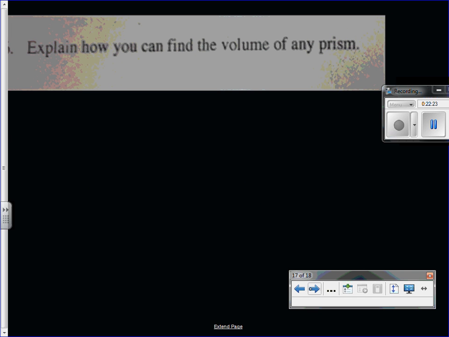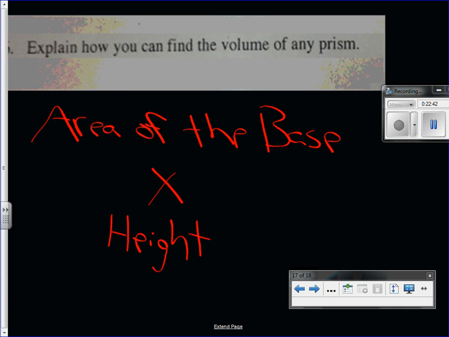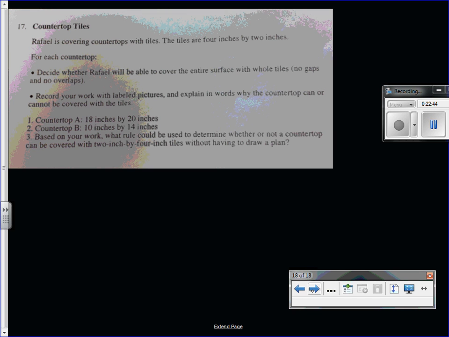Explain how you find the volume of any prism. Area of the what? Area of the base. Times what? The height. I'm going to make a separate video for the challenge.